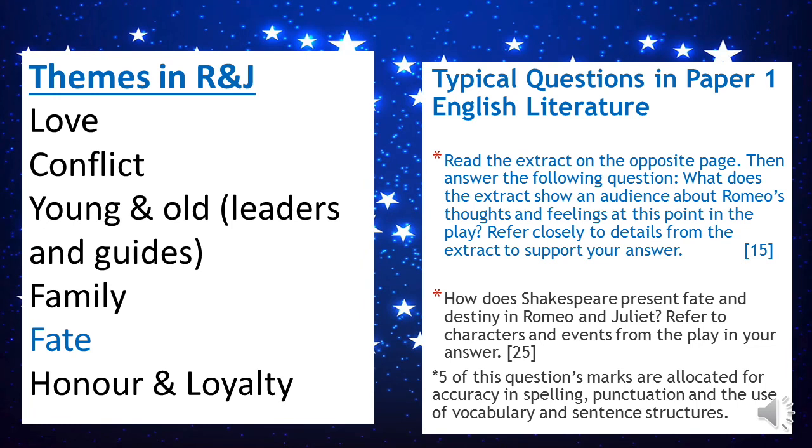So the question is then, what does the extract show an audience about Romeo's thoughts and feelings at this point in the play? Refer closely to details from the extract to support your answer, and that is worth 15 marks. And again, look at where it says the audience. You know, you are the audience. So whatever you are thinking, then the audience would be thinking the same way. But of course, you do have to think as well that there was also an Elizabethan audience sitting there watching this play as well.